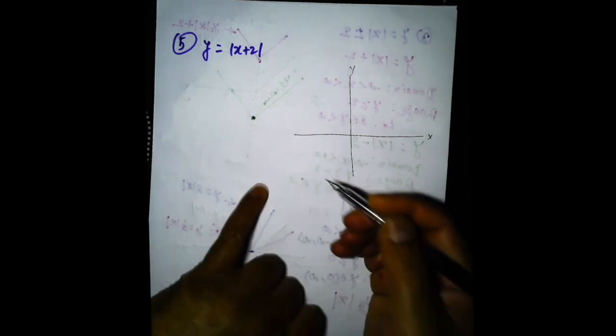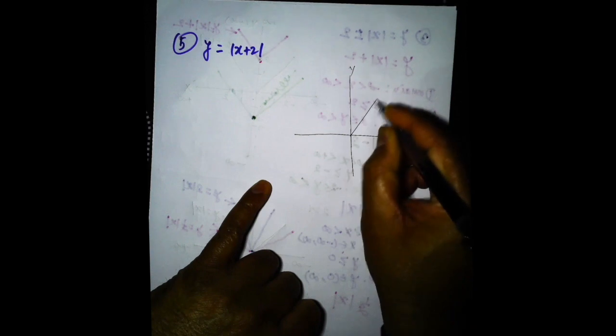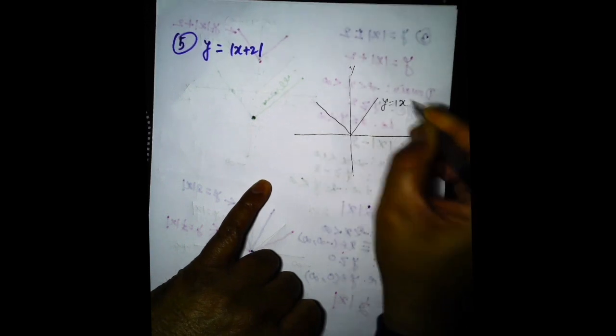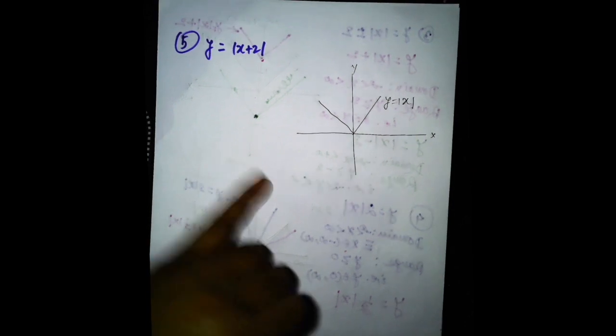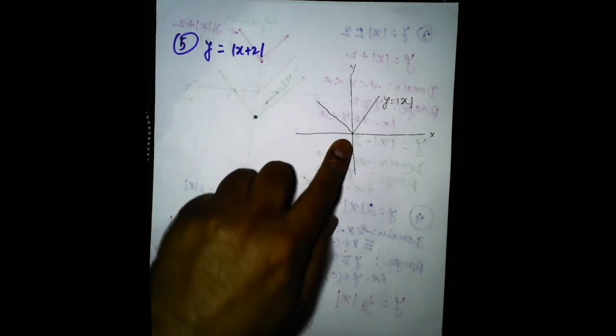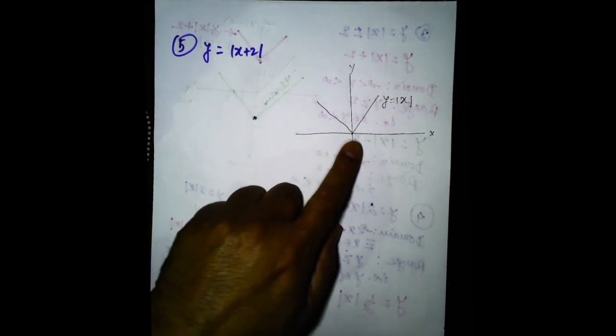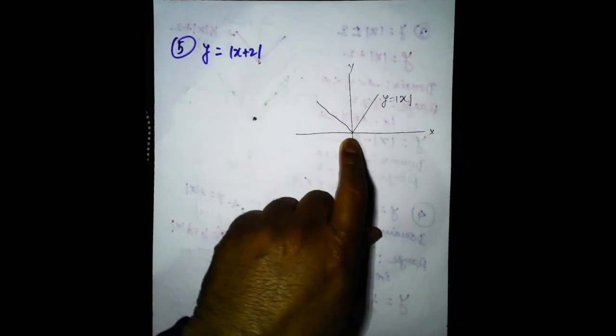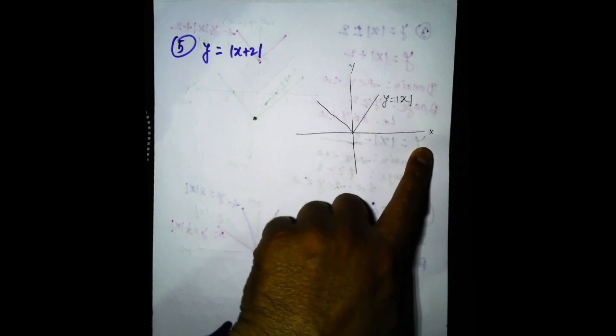So first of all, take the graph of y equals absolute x. So this is the graph of y equal to absolute x. But in this case, when something is added to x, it will go 2 units left along the x-axis. If you do it with minus, then it will shift 2 units in the positive direction along the positive x-axis. So here we are talking about this graph.